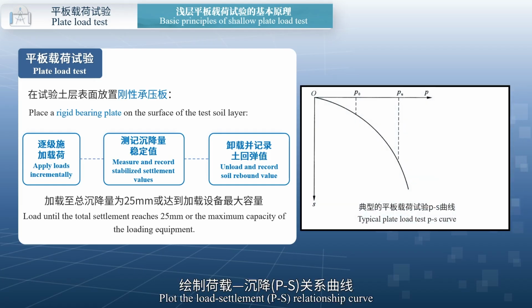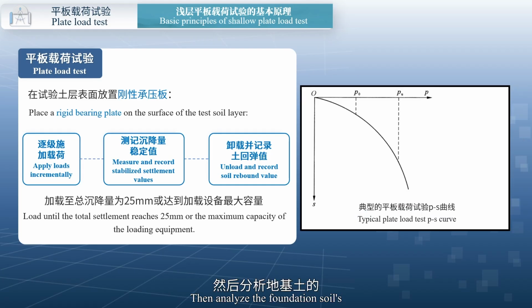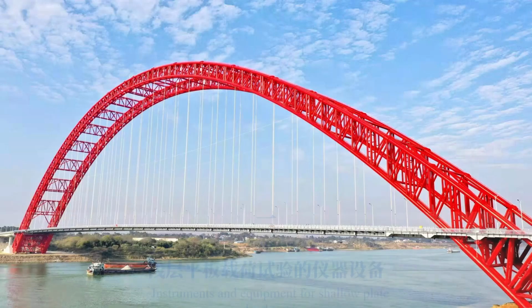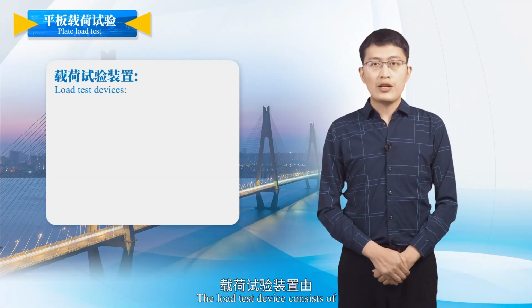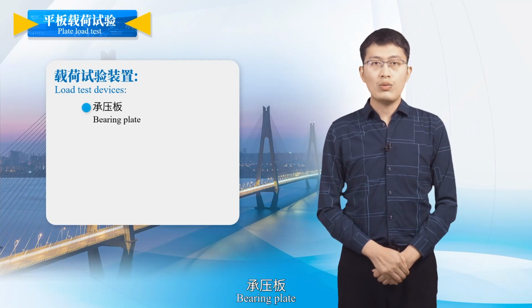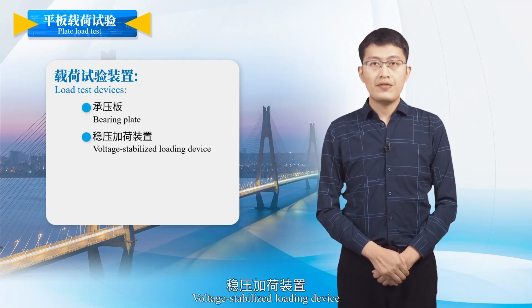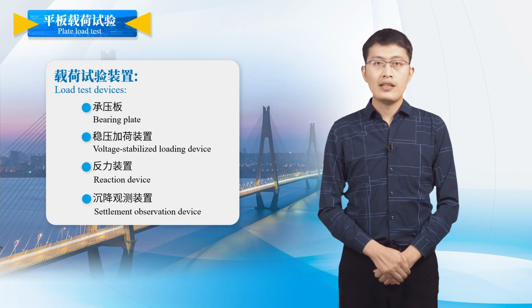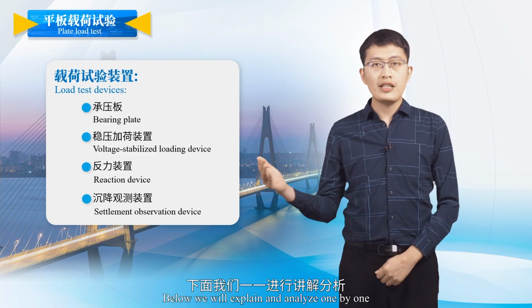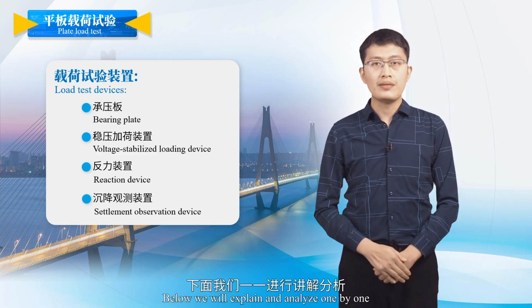Plot the load-settlement P-S relationship curve. Then analyze the foundation soil's strength and deformation characteristics. Determine the allowable bearing capacity of foundation soil and mechanical parameters such as deformation modulus. The load test device consists of a bearing plate, voltage-stabilized loading device, reaction device, and settlement observation devices, composed of 4 parts. Below we will explain and analyze one by one.